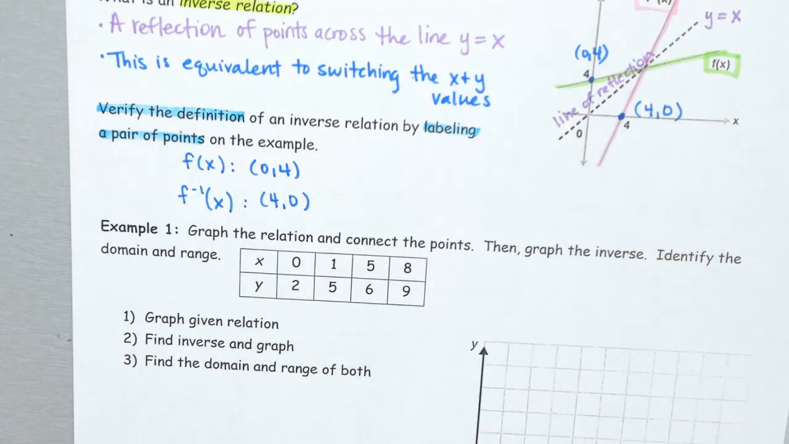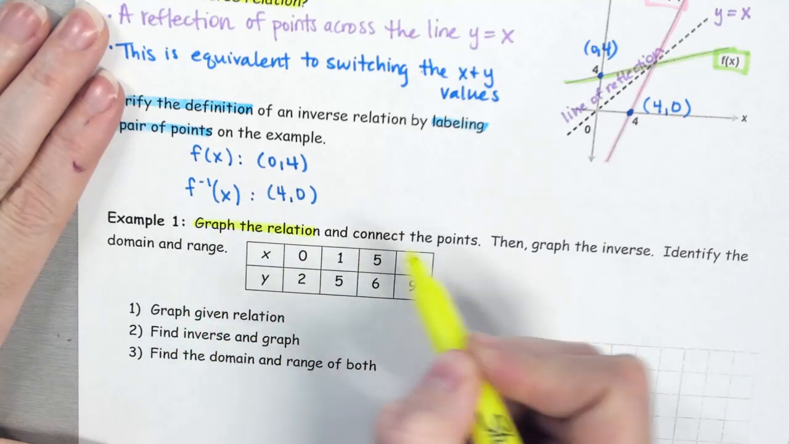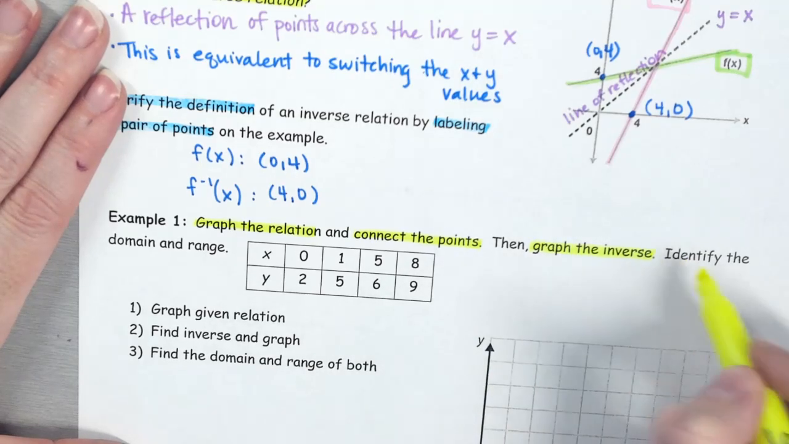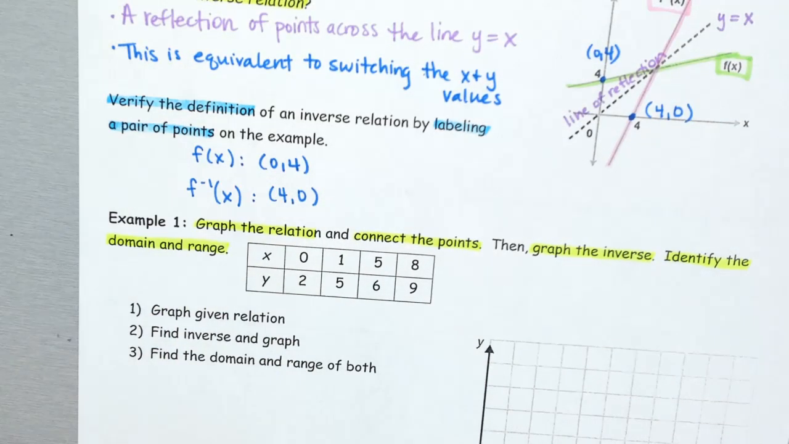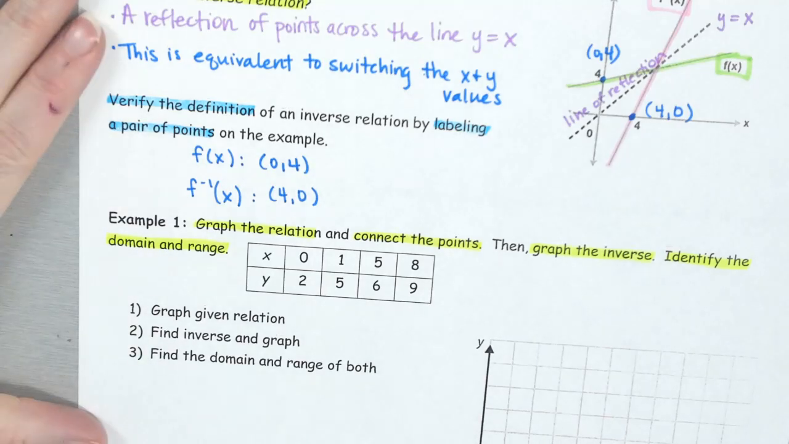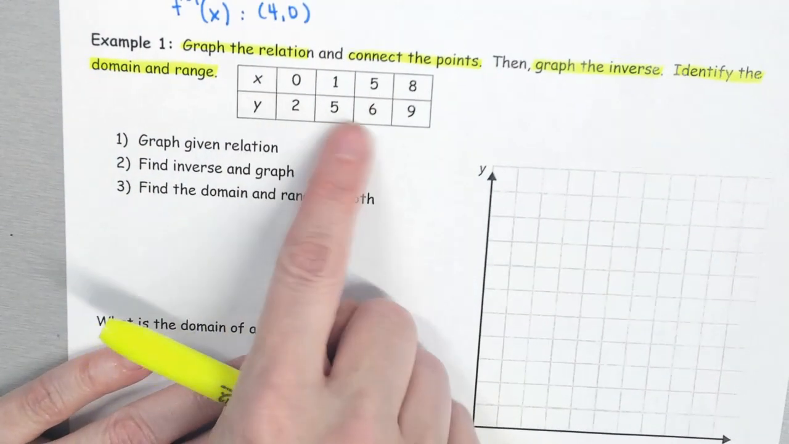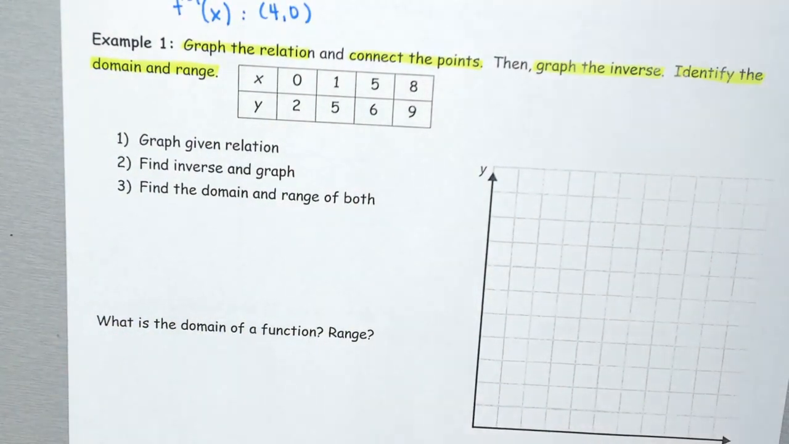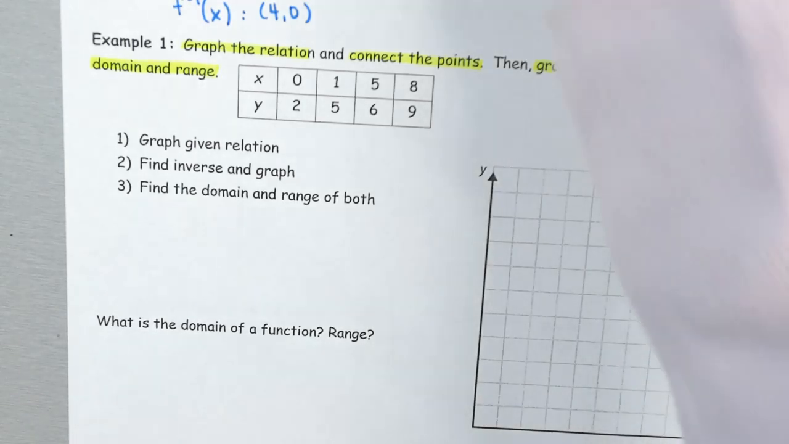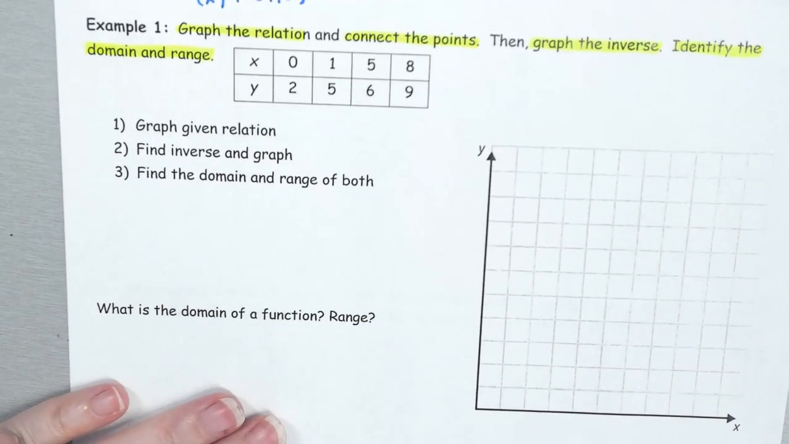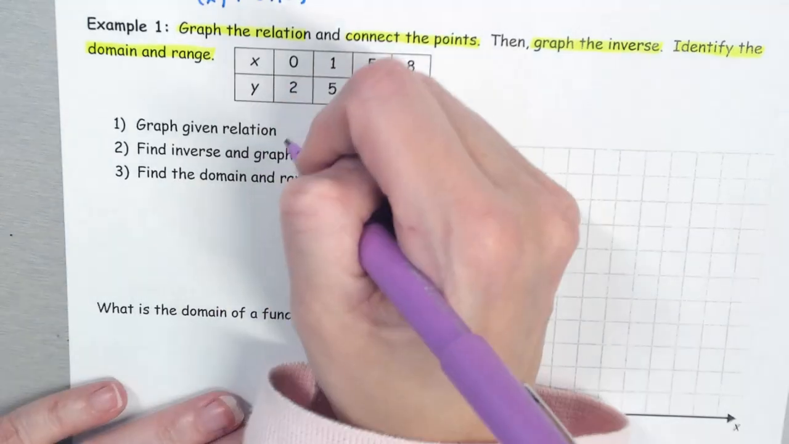Okay, so we are going to graph the relation, and then it tells us to connect the points, so that's what we'll do, and then we're going to graph the inverse and identify the domain and the range. If you're graphing the given relation, they give it to you in a table, but normally when we graph these, we graph them as what? As points, right? What would our points be from the table? The first point. 0 what? 0, 2. Has to be a point, right?